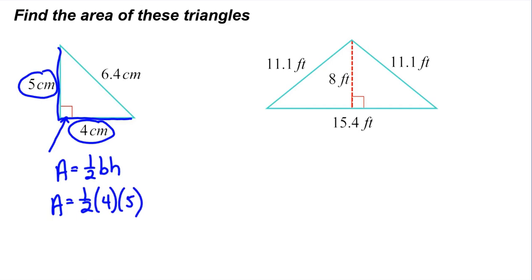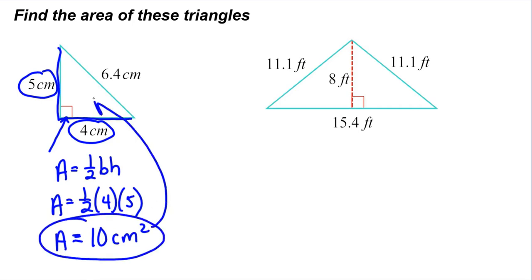So the area of this triangle will be 1/2 of the base times the height. So area is going to be 1/2 of 4 times 5, and that's going to be 10 centimeters squared. So the area of this triangle is 10 square centimeters.